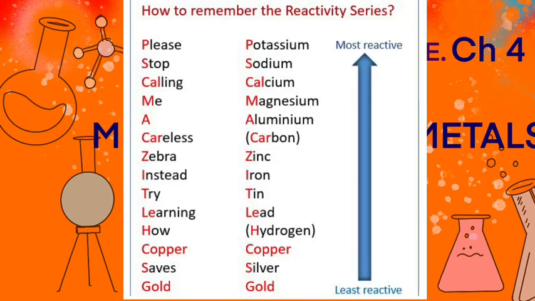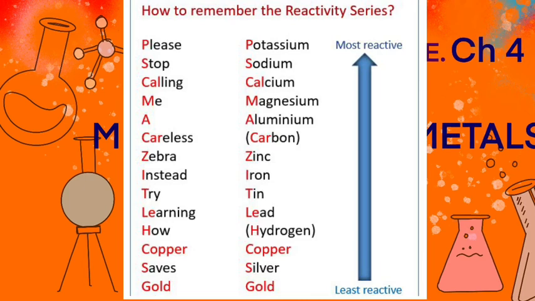Different metals or non-metals react differently with other elements, and it depends on how reactive they are. Some are very reactive and some are less reactive. According to the reactivity, we arrange them in a reactivity series. Here is the reactivity series. Potassium is the most reactive and gold is the least reactive of all these metals.